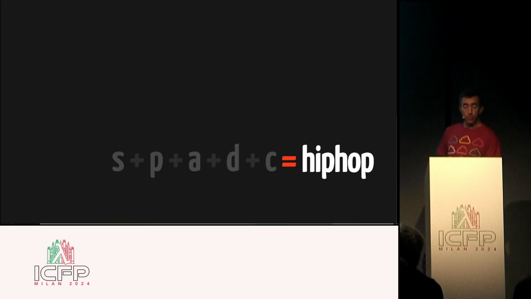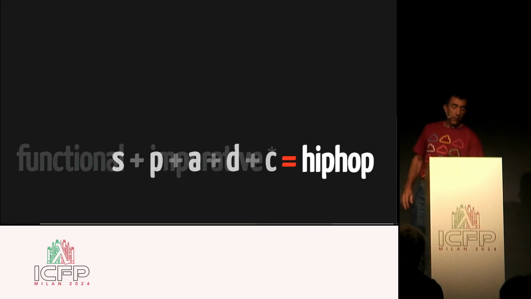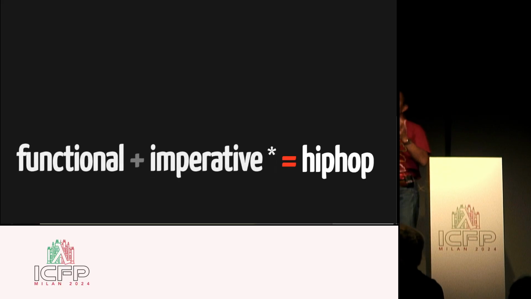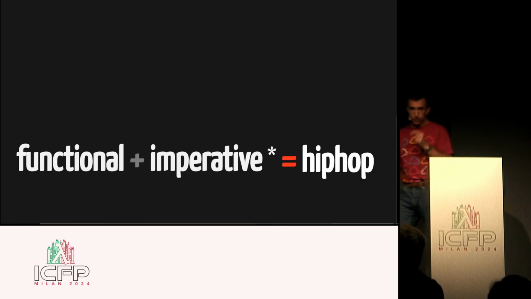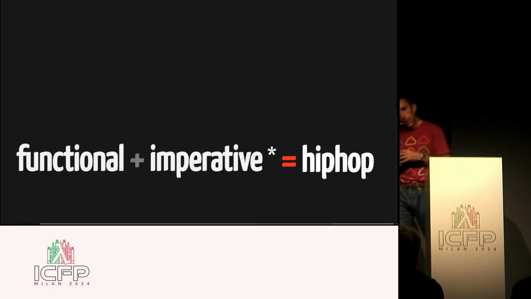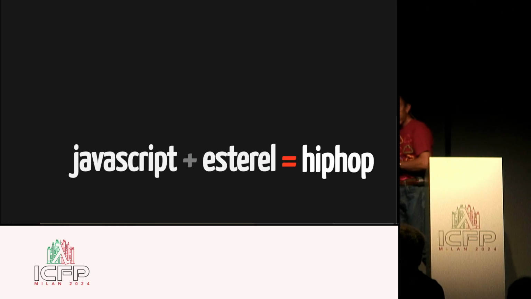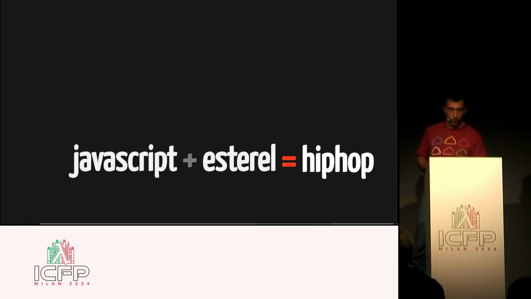The promise of HipHop is exactly to give you state, parallelism, abortion, determinism, and composition. You may have several instantiations of HipHop, but still it's a composition of functional programming and imperative programming. The previous version of HipHop was based on the Scheme programming language, but because we are interested in web programming these days, HipHop is a mashup of JavaScript and Esterel.